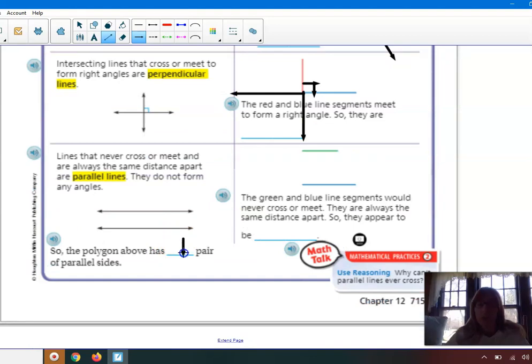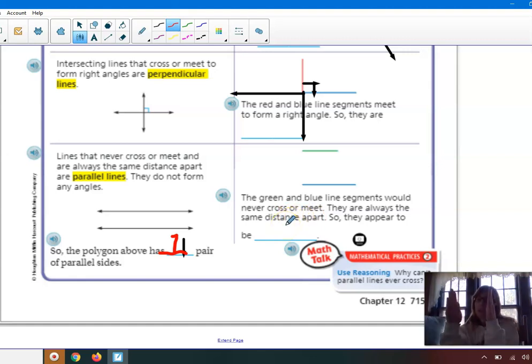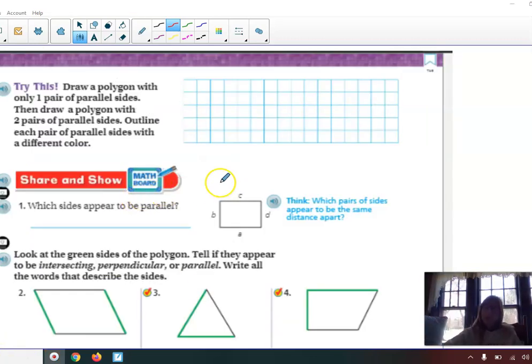So I'm just going to make a number 1 here. Sorry if it's an arrow. So that only has one pair. So just one. Fix that for you. Has one pair. All right. Now the green and the blue line segments, so there's the green and there's the blue, they will never cross. They are always the same distance apart, so they are said to be parallel lines.